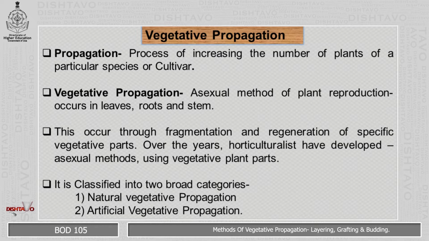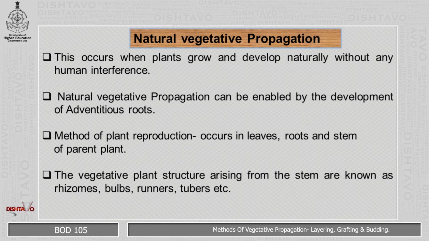Now, vegetative propagation is classified in two broad categories. One, natural vegetative propagation, two, artificial vegetative propagation. Now we will see what is natural vegetative propagation. These occur when plants grow and develop naturally without any human interference.